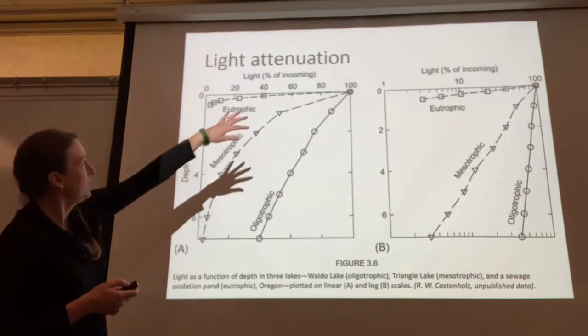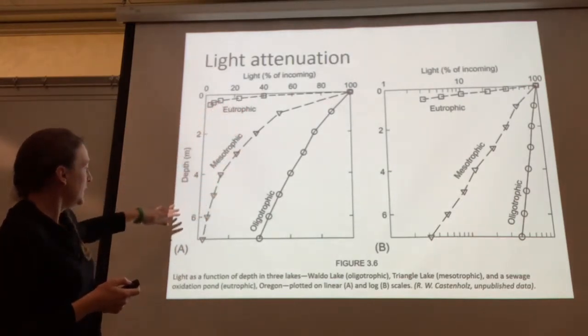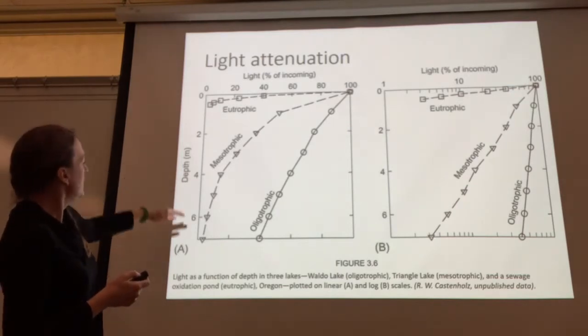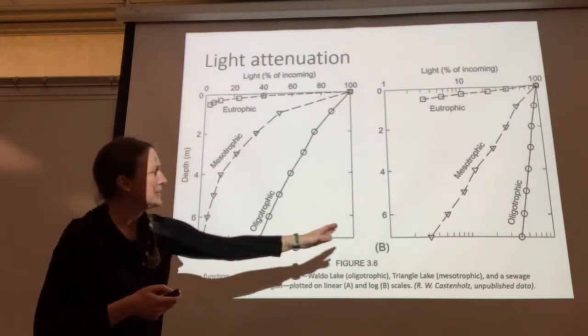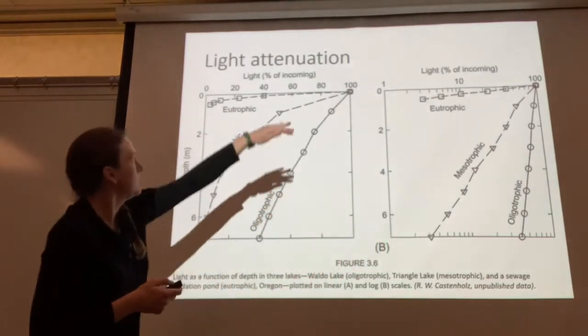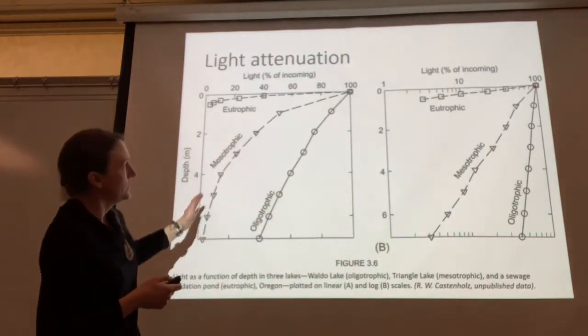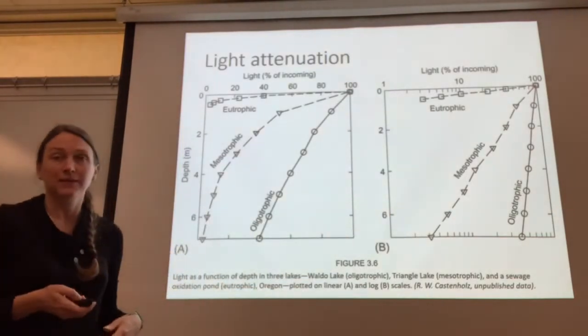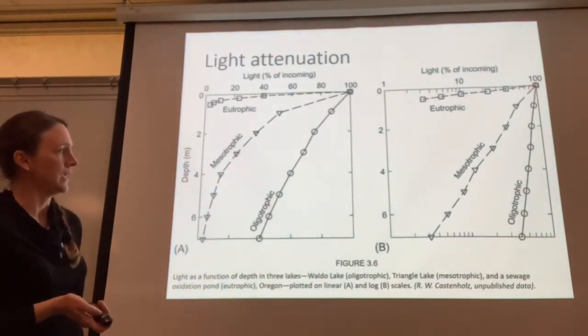So the amount of light, the percent of incoming light, let's see, this is on a normal scale, and this is on a logarithmic scale. So you can see these kind of curvy trends which become linearized when you use a logarithmic scale. That's the nice thing about logarithmic scales, is they can help us see patterns.